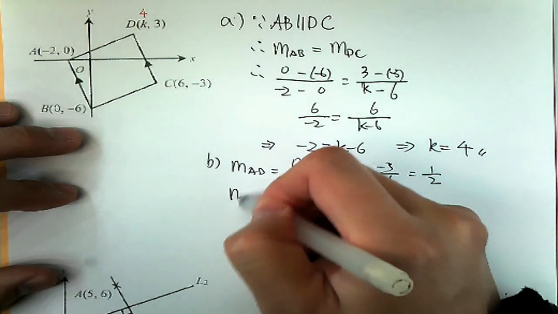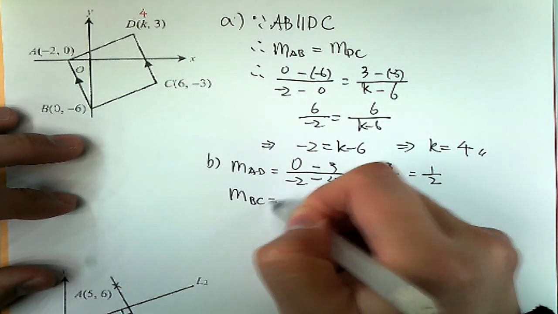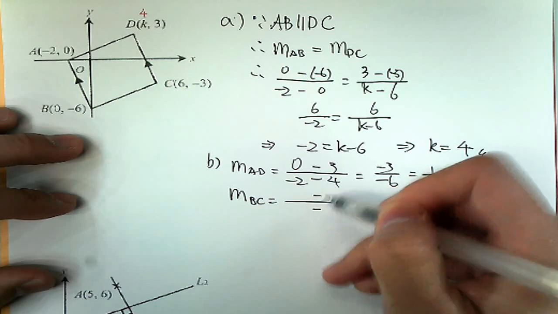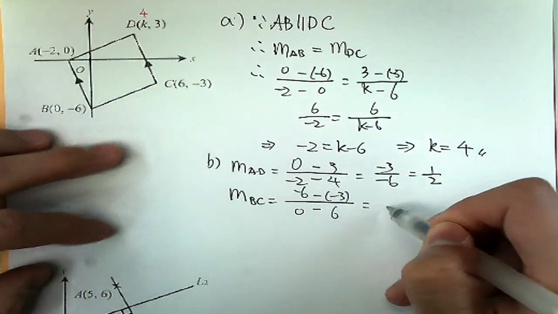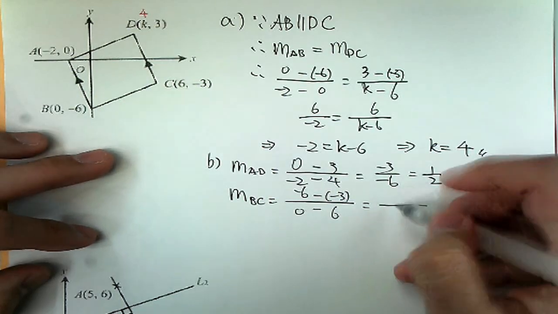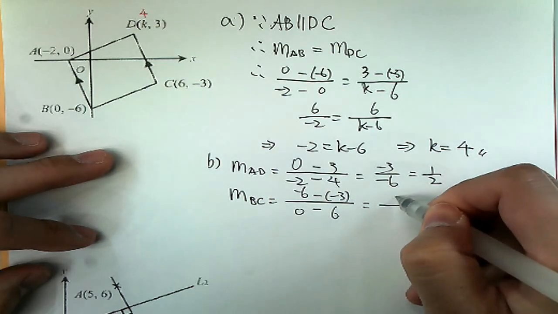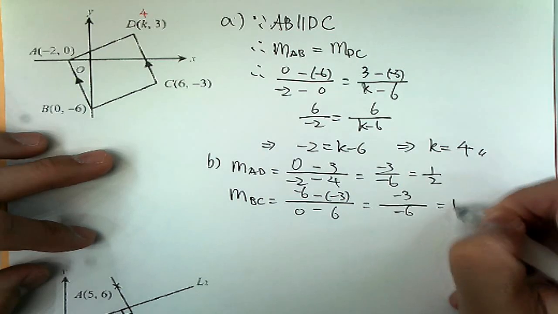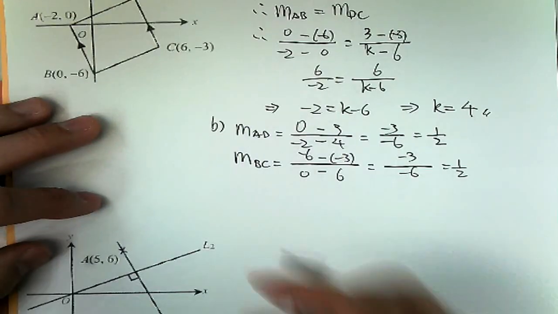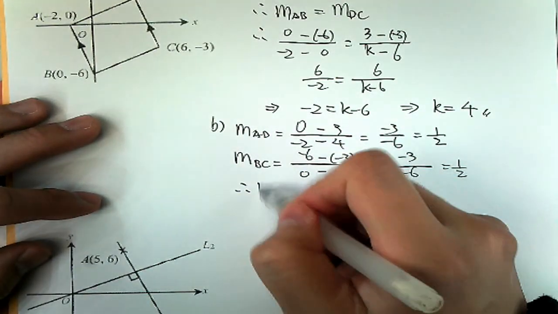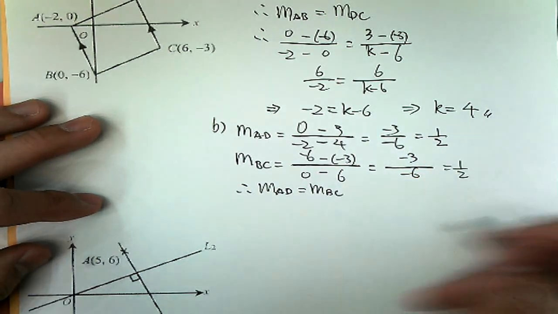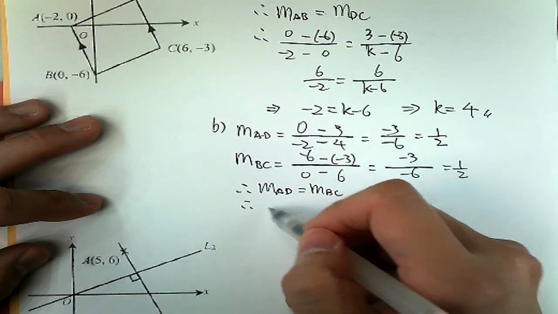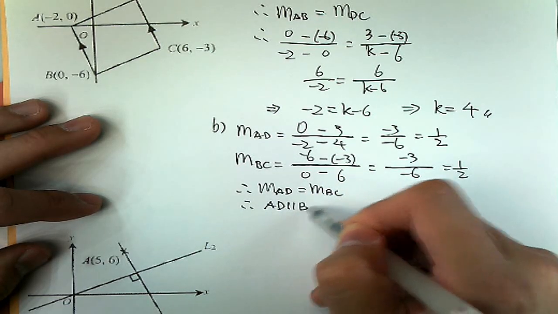Again, and then MBC: minus minus, -6, 0, -3, 6. So here is -3, -6, which is 1 over 2. So you have MAD equal to MBC, right? That means AD is parallel to BC, right?